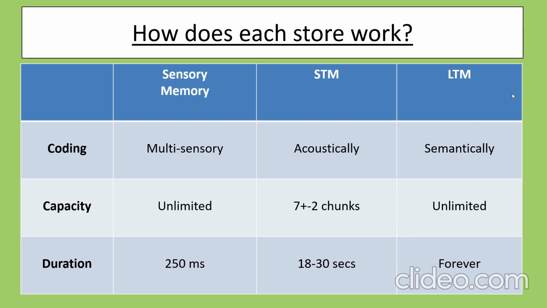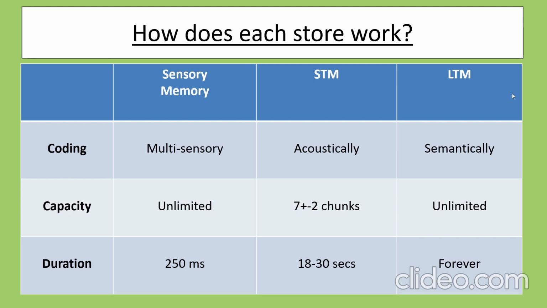Right, the short-term memory store. How does it process information? Well, because we have to do a lot of rehearsal in the short-term memory store, it processes things based on sound, so acoustically is how it encodes information. Capacity-wise, the short-term memory can hold 7, give or take 2 chunks of information. It lasts for about 18 to 30 seconds unless you do maintenance rehearsal.